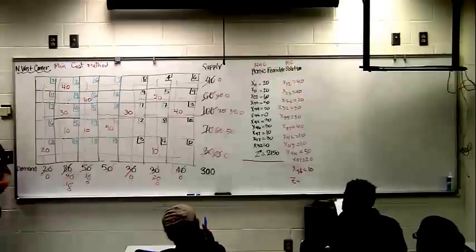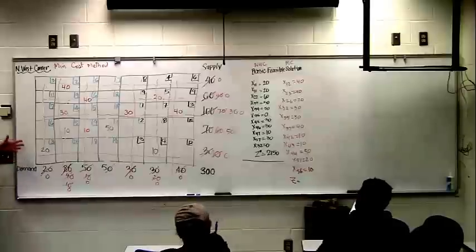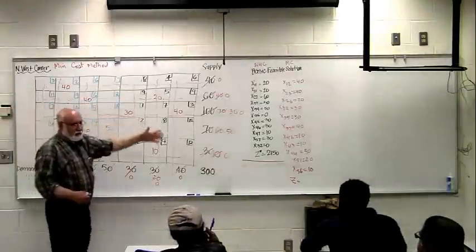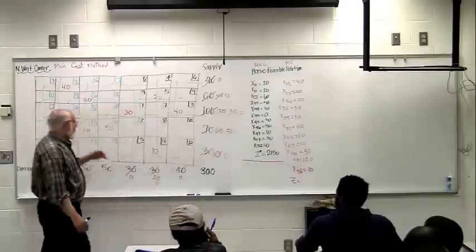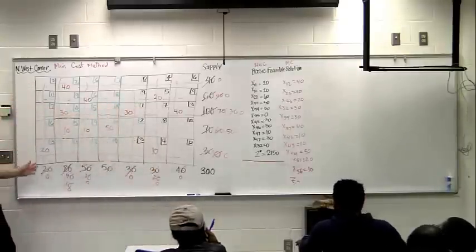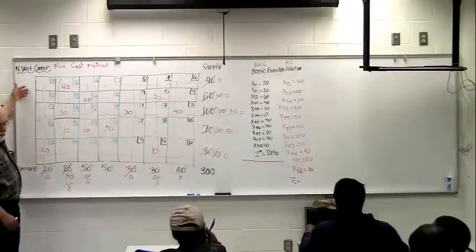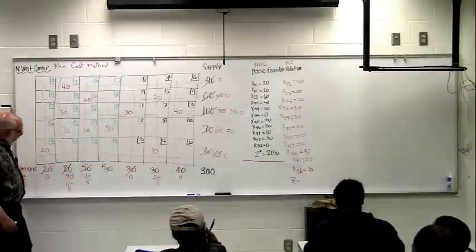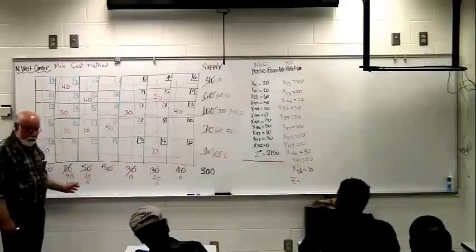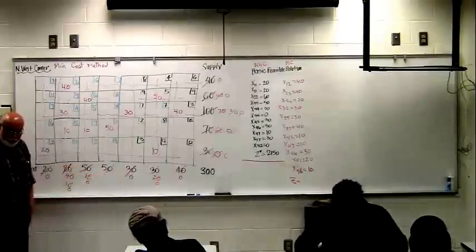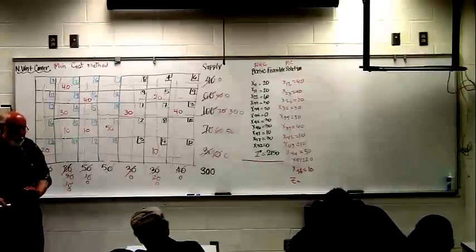1, 2, 3, 4, 5. Okay? So we have 5 in here and 7 in there. How many constraints would we have? We have 5 for this and 7 for that. Remember the formulation that we did? We have 5 for the supplies. We have 7 for the demands. So we have 12 constraints.